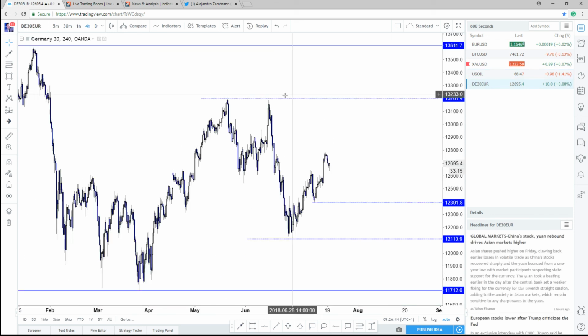What else? DAX touched the high a little bit, almost touched it perfectly, this high here. I think it could continue to move a little bit lower, but eventually I think higher as long as it's above 12,391.